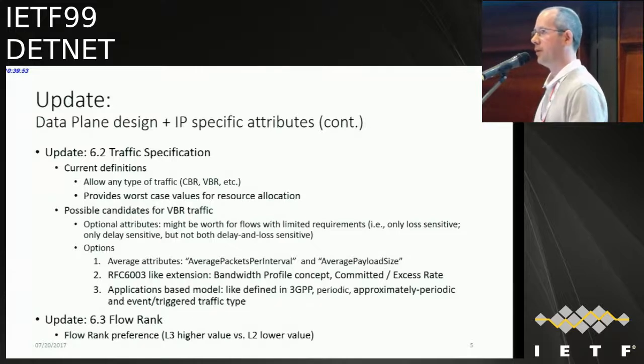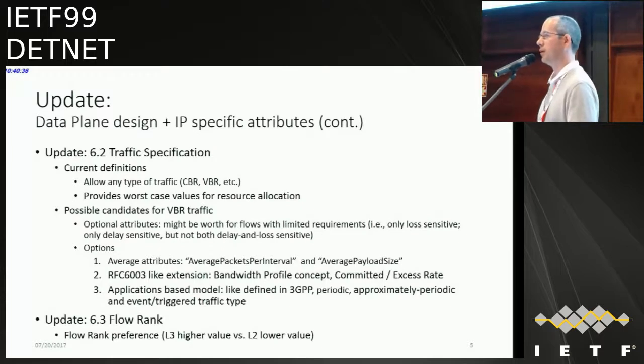We have also added some text to the traffic specification. So the current definitions allow practically any type of traffic to be described, but it is always describing the worst case scenario. So each of the flows will be treated as a CBR flow and reserve resources according to that. During the discussion, we have identified a need to define some VBR specific attributes. We think that VBR attributes can be used only for flows which have limited requirements. It means that they are only loss sensitive or they are only delay sensitive, but not both loss and delay sensitive at the same time.